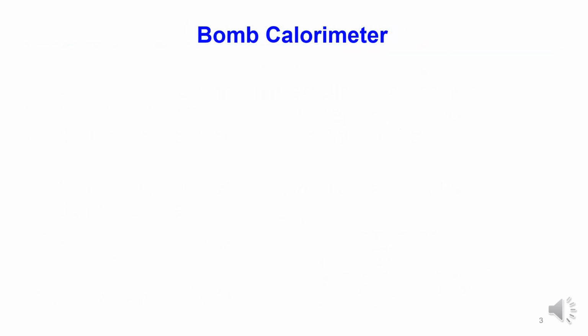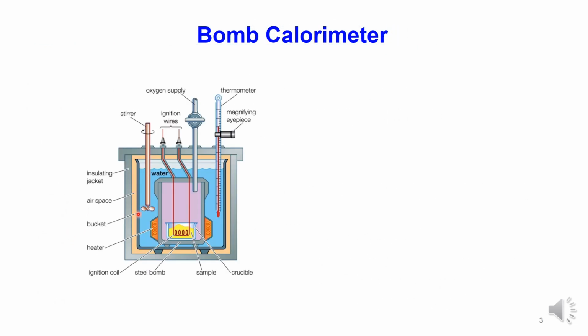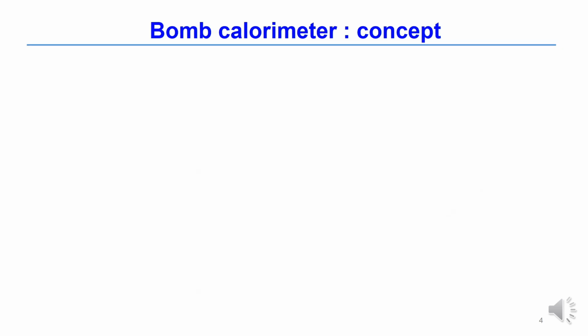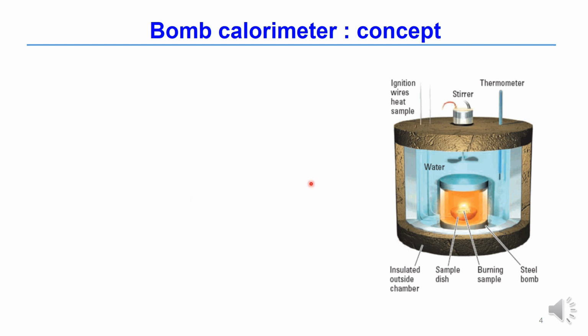So let's look at the bomb calorimeter. We have two different types of bomb calorimeter. The first one is the bomb calorimeter with water. We can see that the bomb calorimeter is surrounded by water. The other one is the bomb calorimeter without water. So let's look at the bomb calorimeter concept. This is a bomb calorimeter with water, since we can see the water surrounds the calorimeter.